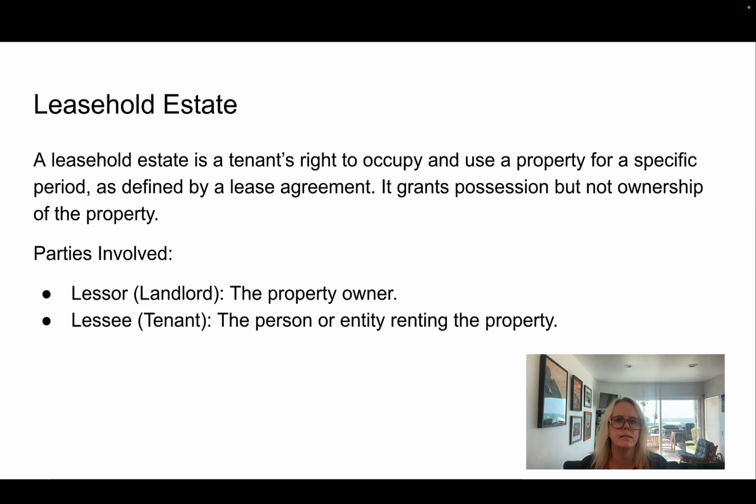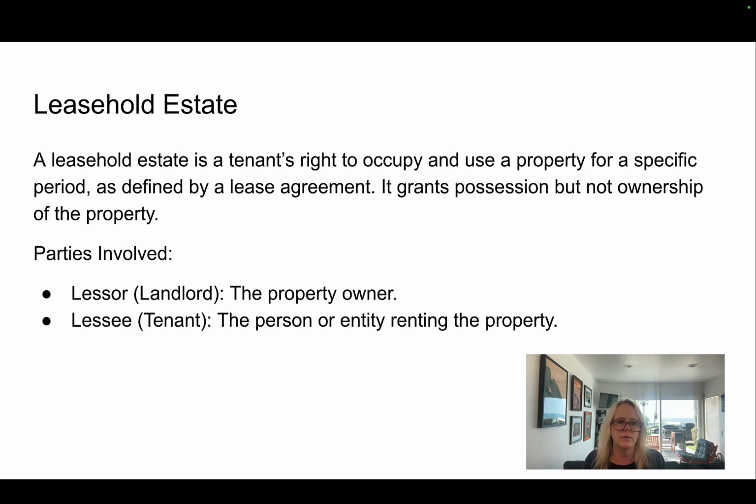And the leasehold estate is basically the tenant's right to occupy and use a property for a specific period as defined by the lease agreement. The lease agreement is the contract. It grants possession, but not ownership of the property. And I always tell people to think about, as a landlord or a tenant, when you are a tenant and you are living and you have a lease, you basically have the right to live on that property in accordance with the lease, and you have the exclusive use of the property.